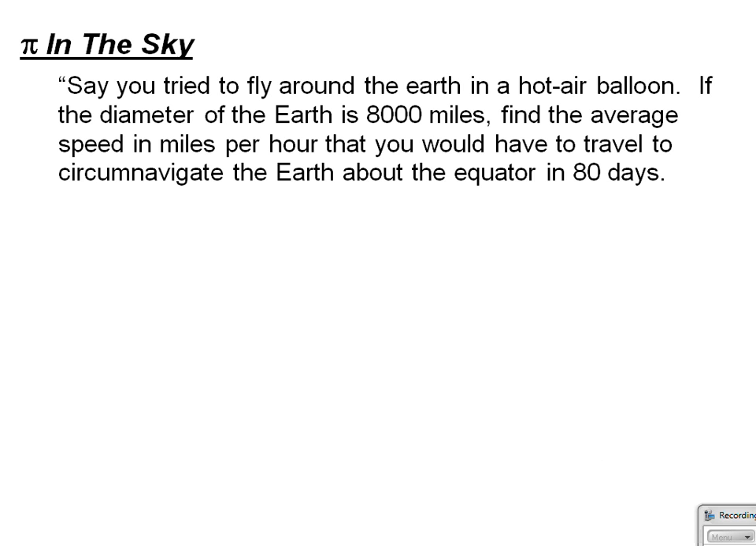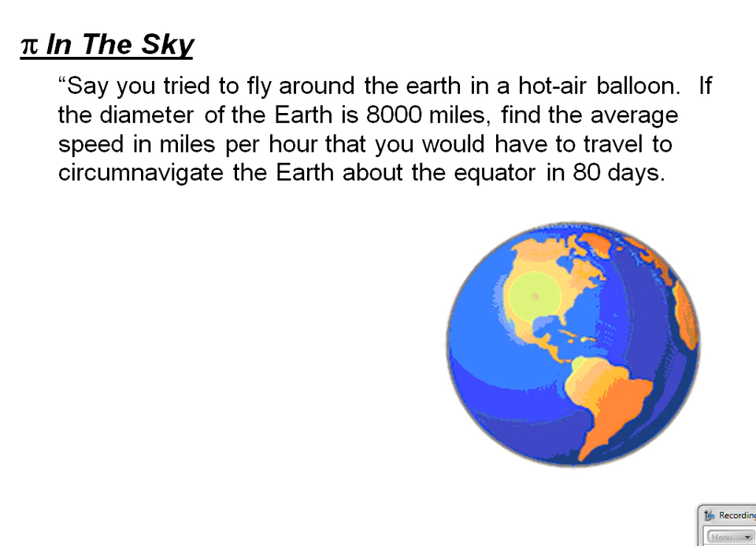Now, let's say, for example, we wanted to use a real-world problem that incorporates these calculations of circumference and radius and diameter. So, for example, let's say you try to fly around the Earth in a hot air balloon. If the diameter of the Earth is 8,000 miles, find the average speed in miles per hour that you would have to travel to circumnavigate the Earth about the equator in 80 days.